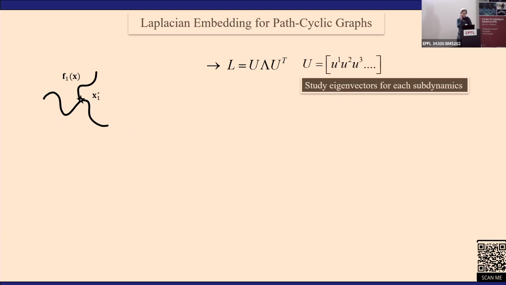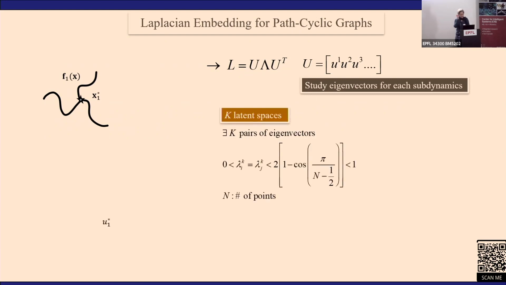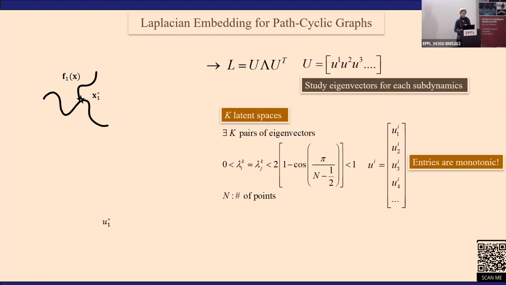So we started studying the eigenvectors for each subdynamics, and we observed one thing: if we take some specific eigenvalues for which there is an upper bound, which is fairly small eigenvalues, it turns out that there are k latent spaces that we can create, and in those k latent spaces, all the entries are monotonic. So in fact, when I looked at them, the PhD student who worked on this observed that there was a monotonicity that was growing and decreasing, and then looking more at the mathematics, found that these are simply Chebyshev polynomials.